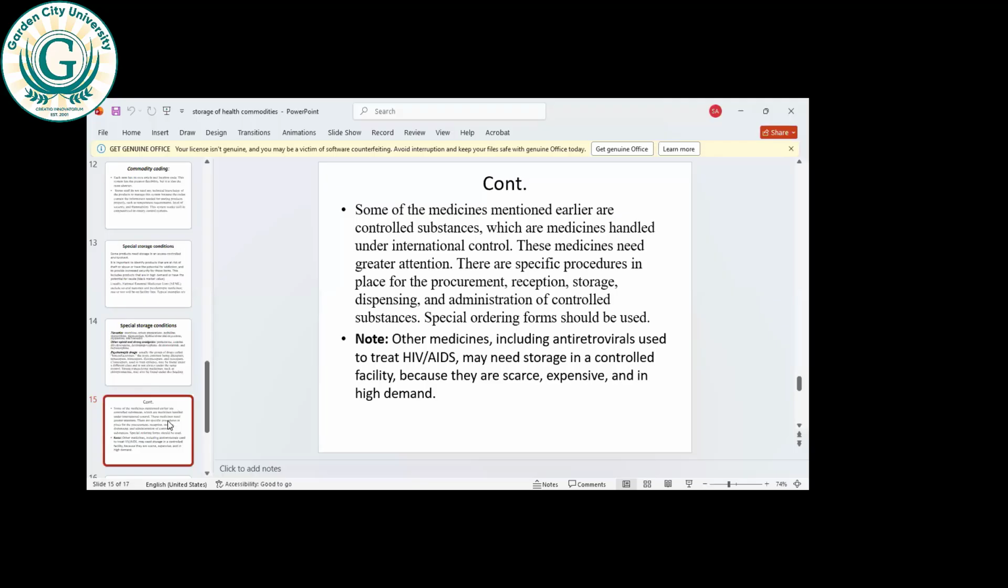So there are specific procedures in place for the procurement, reception, storage, dispensing, and administration of controlled substances. Special ordering forms should be used. So you have procedures when it comes to purchasing, receiving, storing, and then administering controlled substances. Sometimes before you administer, you need a special ordering form to be able to do that.